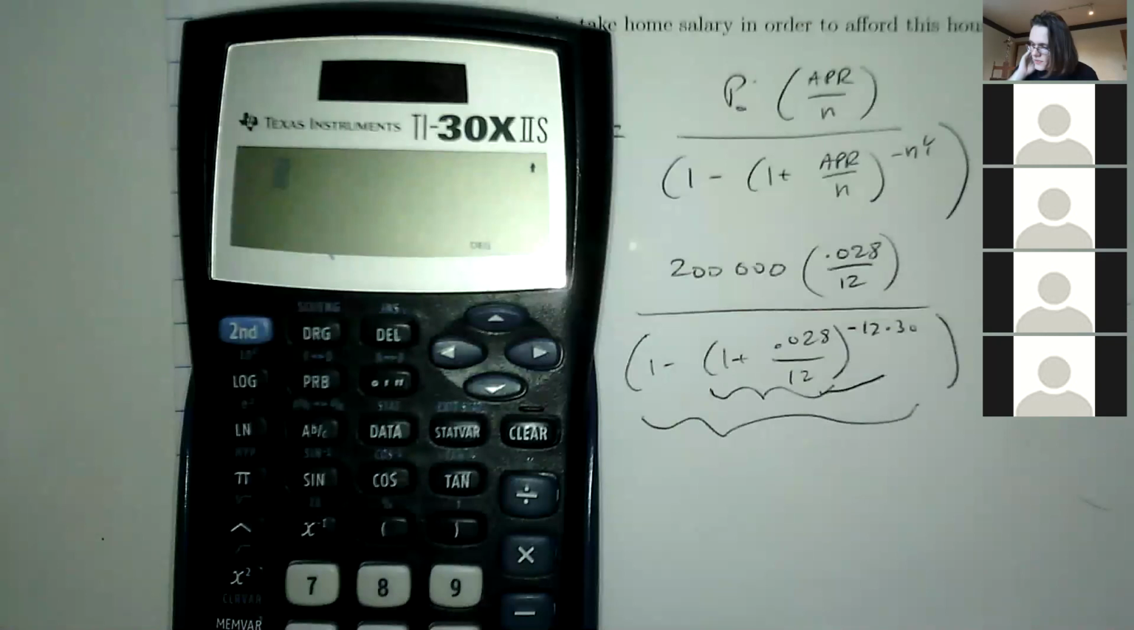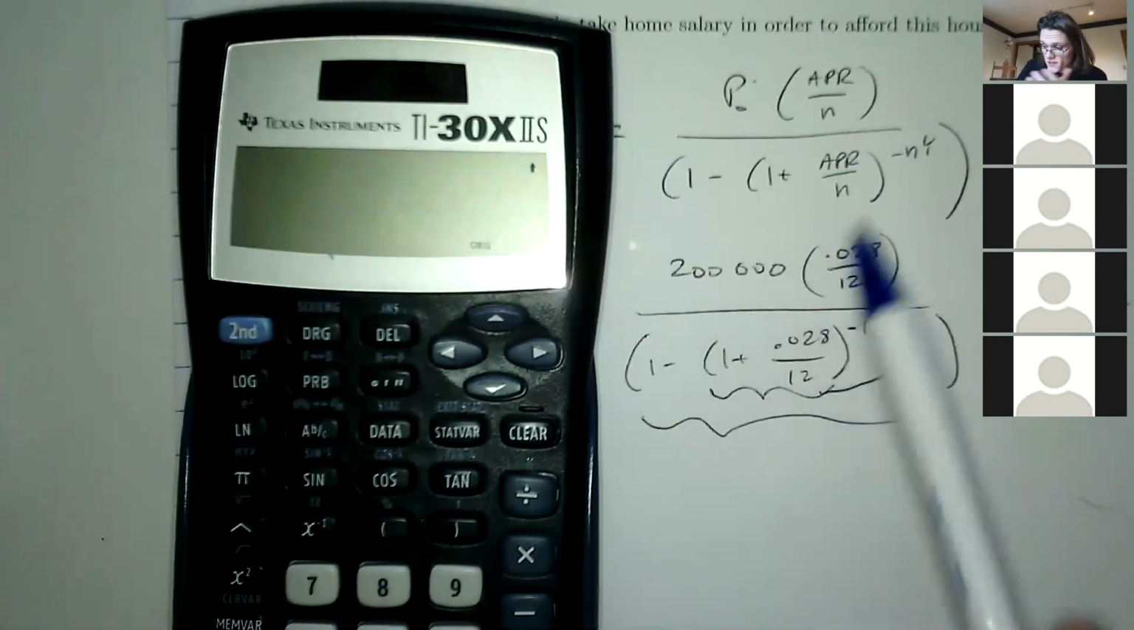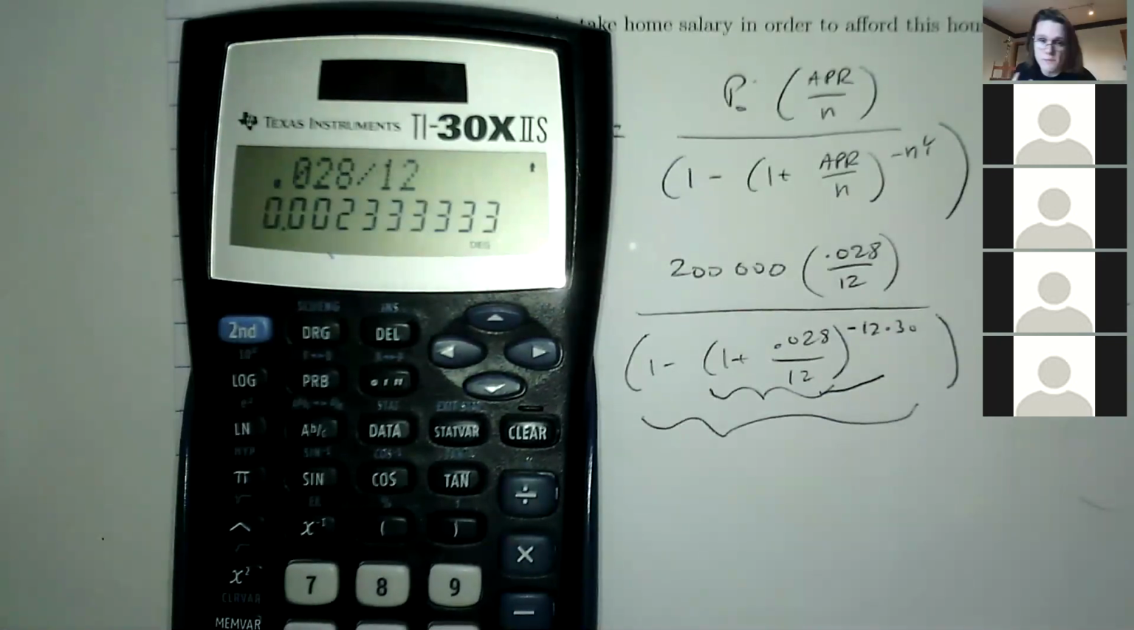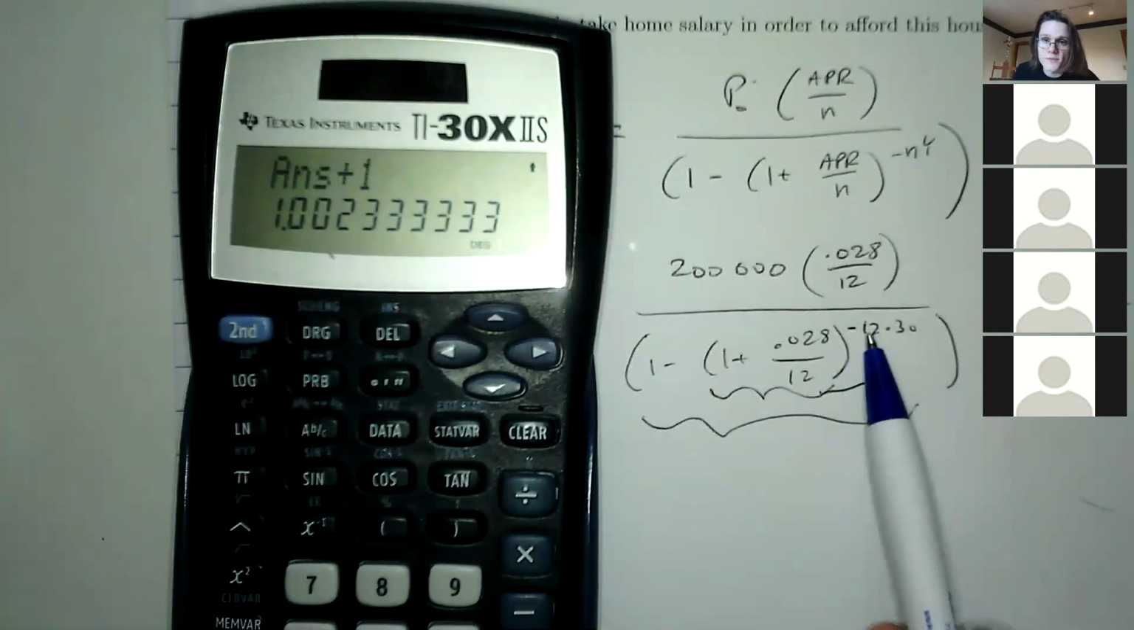So again, I start at the bottom. The only reason is you can really start anywhere. You could start at the top, plug that all in, and then write it down. But I just start at the bottom because it's the most complicated looking. So 0.029, and then divided by 12. So I get something. And then I add the 1. So plus 1. Oops. So I get that. And then I need to raise it to this minus 12 times 30.